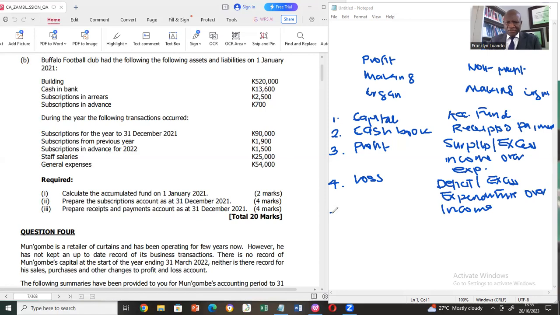Number 5, profit-making organizations prepare a statement of profit or loss, abbreviated as statement of profit and loss. Not-for-profit-making organizations prepare an income and expenditure account.